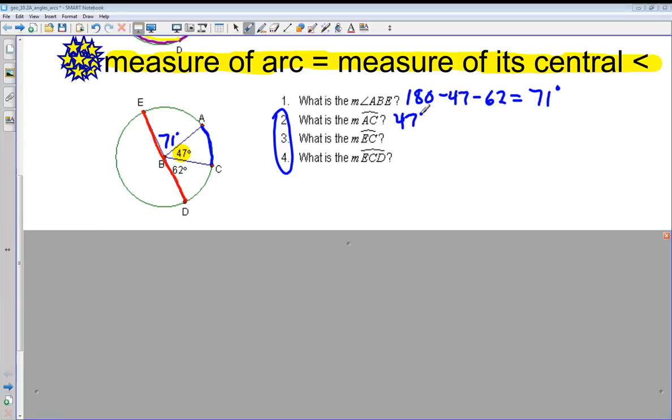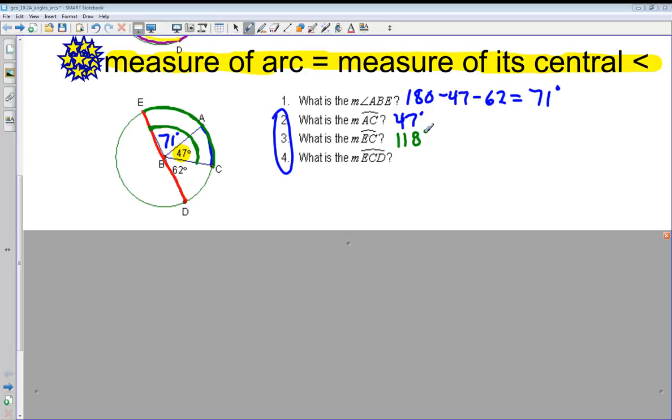Number 3 asks for the measurement of arc EC. Again, still a minor arc. Well, EC runs from here to there, so it covers both of these angles. I should add them together. That's a great idea. So if I take 71 and I add 47, I'm going to come out with 118 degrees. Good. And then lastly, take a look at number 4.